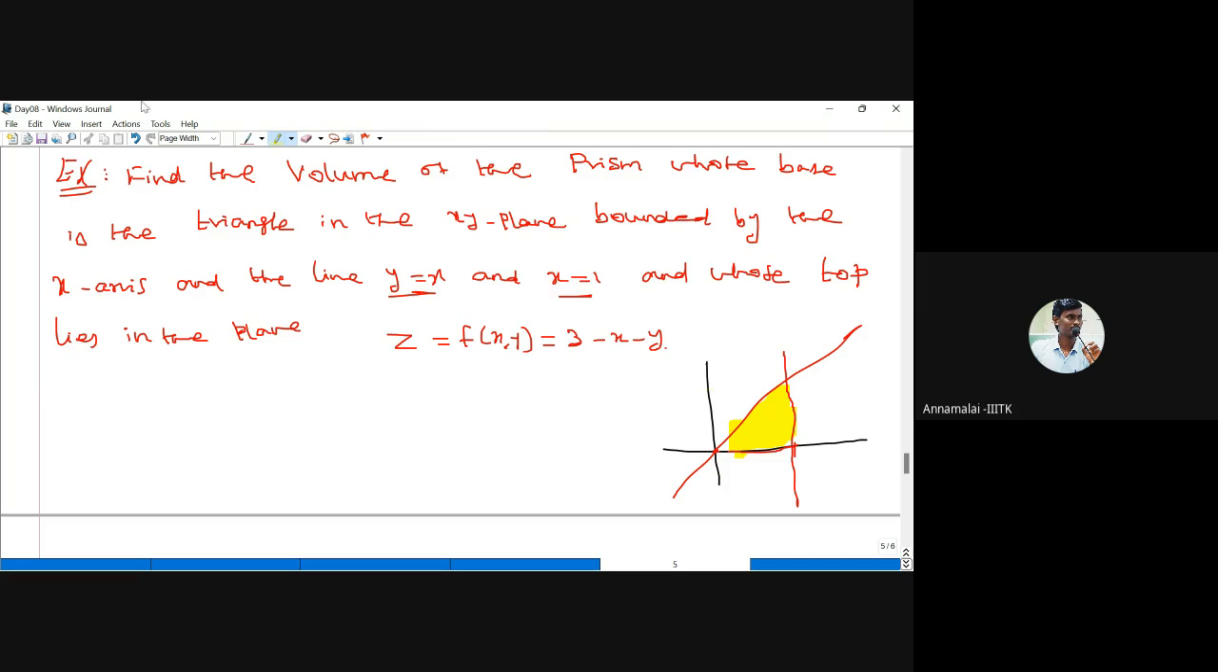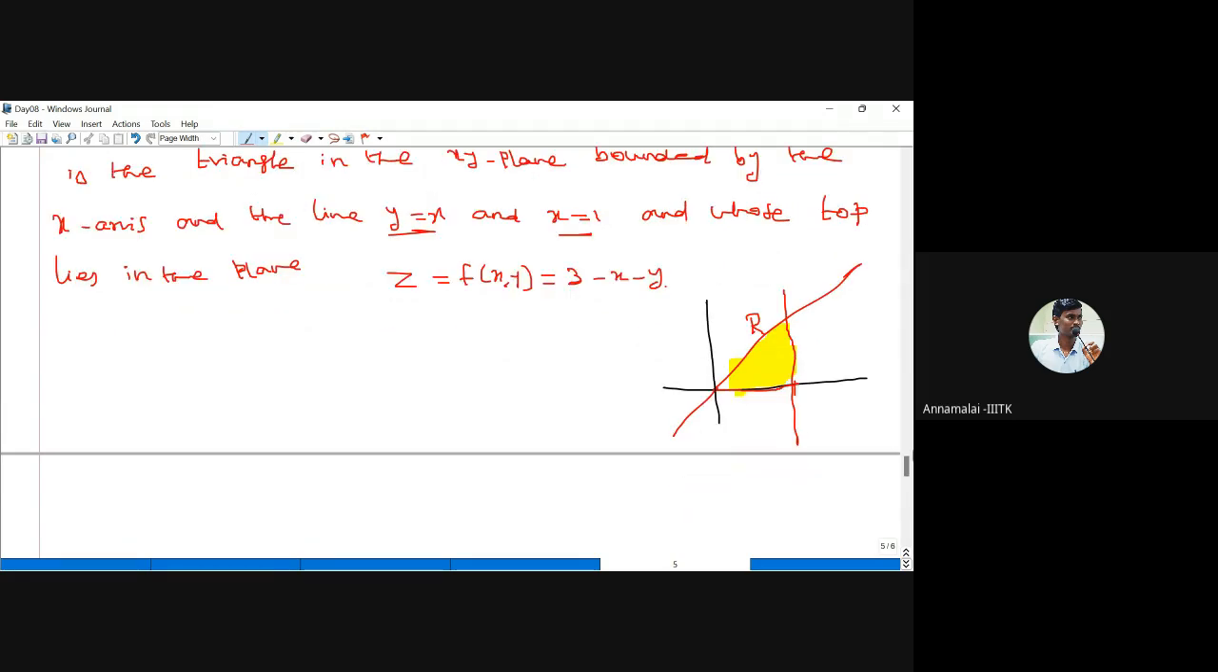Okay, so this is our rectangle. Sorry, this is our region R. Therefore, what is the range of x? Look at this: x ranges from 0 to 1. But y ranges from 0 to x, so y depends on x. Therefore, the range of x is 0 to 1.